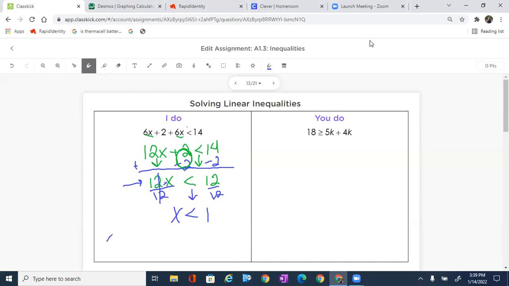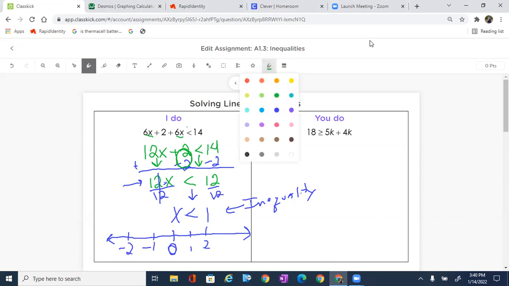Now we are going to have to graph these solutions. So here's our inequality. And now we're going to go ahead and graph this out. It's nice and simple. We don't have to do anything too complicated. I'm going to start with 0, and then I'm going to label the numbers 1, 2, and I might label a couple more numbers, -1, -2. And what do we notice right here? We're going to start at 1.